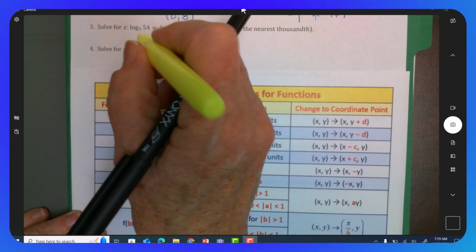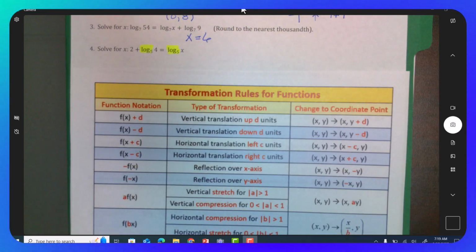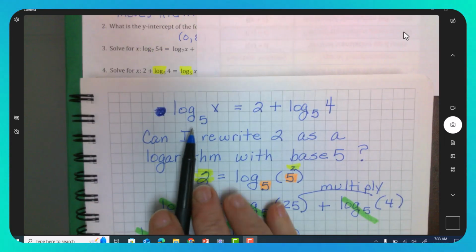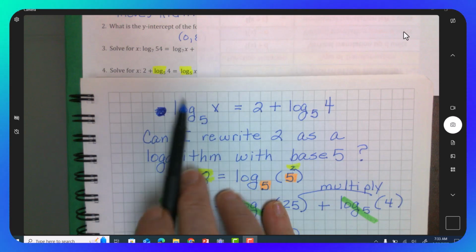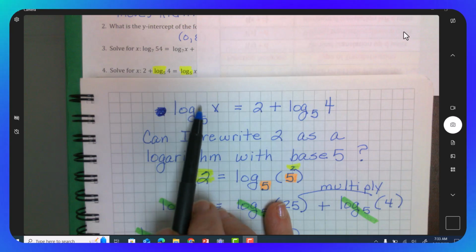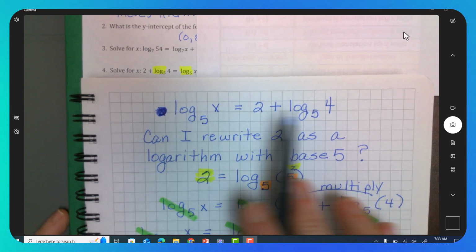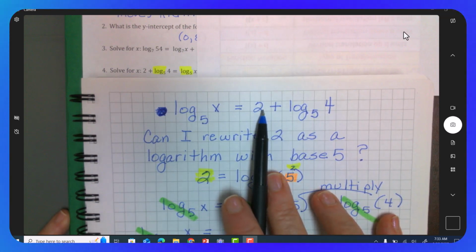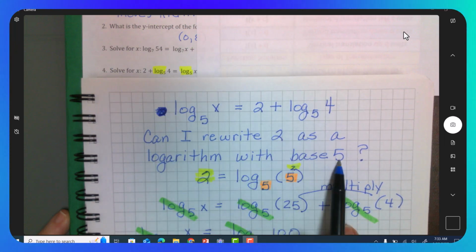Okay, we have log base 5. So now let's start putting some things together. We start by writing the equation, and I switch sides so I could have that variable on the left. That's just the way I like to start. I have log base 5 here, log base 5 here, I just have a number here. So I'm asking myself, can I rewrite 2 as a logarithm with base 5? So think of your log rules.